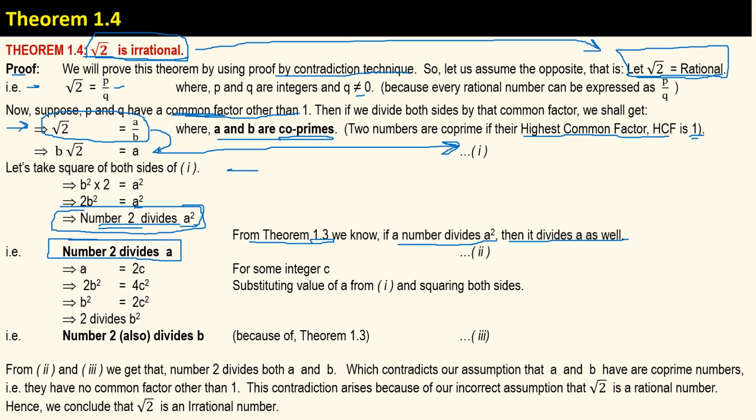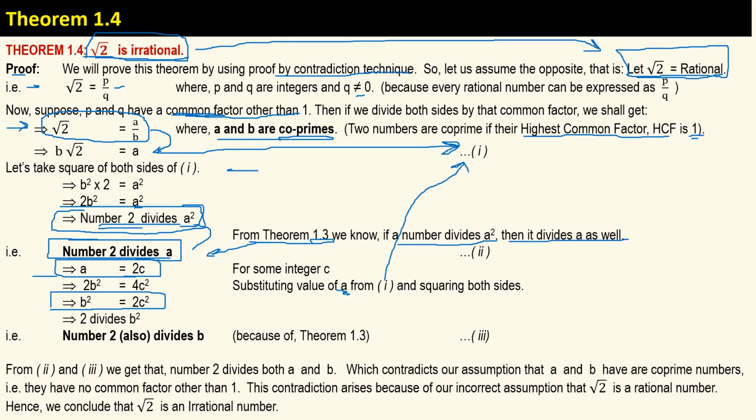See here, number 2 divides a square, but now we are writing number 2 divides a because of Theorem 1.3, which means that a is equal to 2 times c, because 2 is a factor of a, and a can therefore be written in the form of 2 multiplied by some other integer, let's say c. Now we can use the value of a from our equation 1 here, and then we get that b square is equal to 2c square.